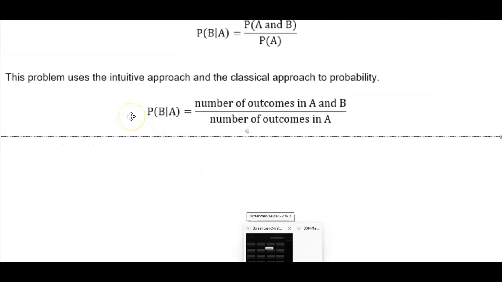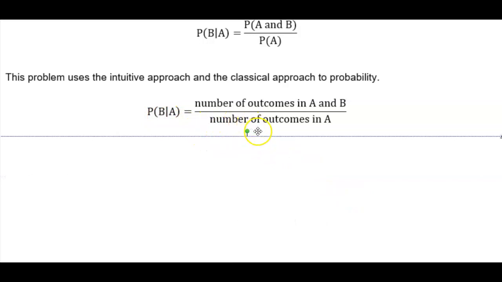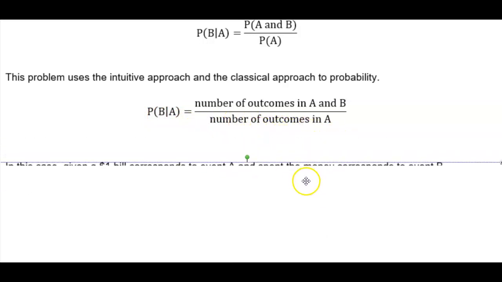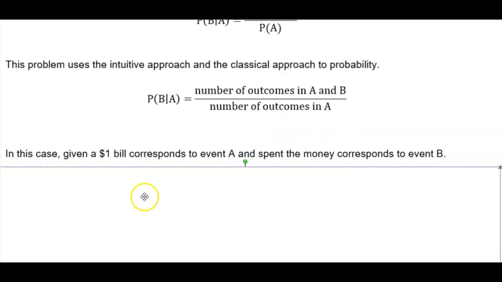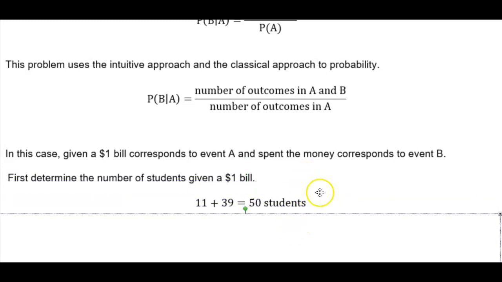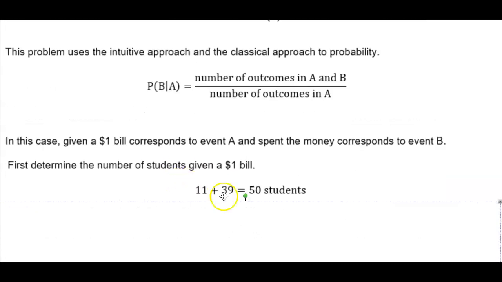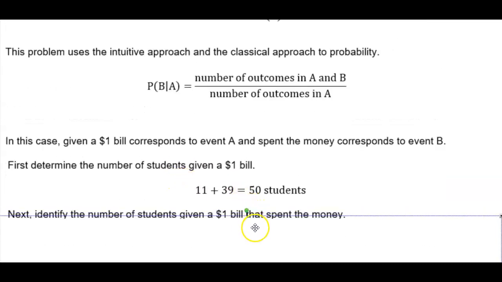So, the probability of event B occurring, provided that A has already occurred, is equal to the number of outcomes in A and B divided by the number of outcomes in A. In this case, given a dollar bill corresponds to event A, and spent the money corresponds to event B. So we need to first determine the number of students given a dollar bill. If we come back up here, we can see that 11 plus 39 equals a total of 50. So there were 50 students who were given a dollar bill.